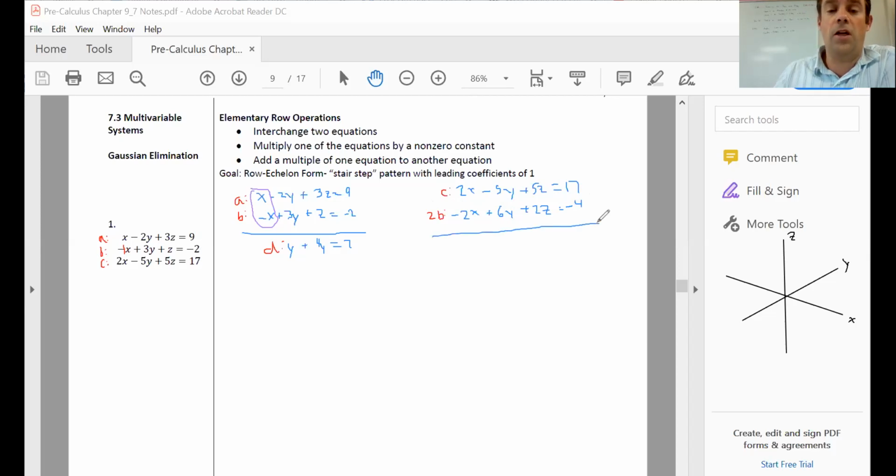So I'm going to multiply every single variable in that B equation by 2. So now I've created the opposite with my C value. So when I combine them, I would end up with y plus 7z equals 13. I create a new equation.